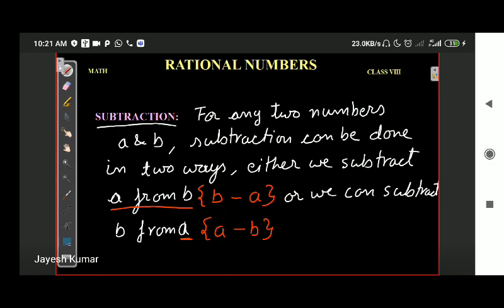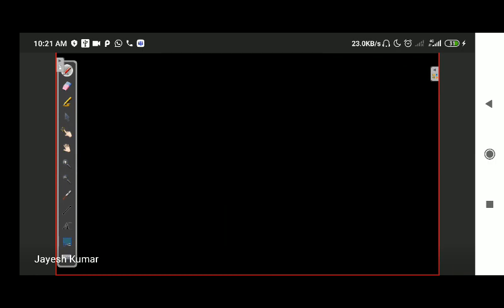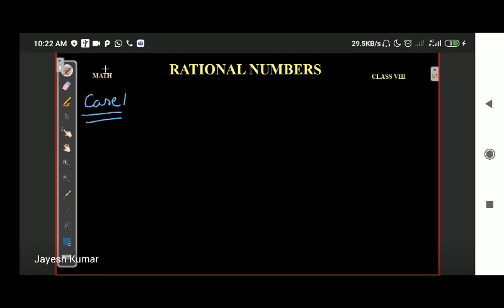So once again, like we discussed in the case of addition, we have two types of subtraction. So we will take case 1 and case 2. Okay. So first of all, case 1. What will be case 1?